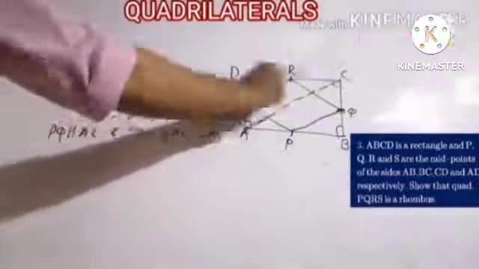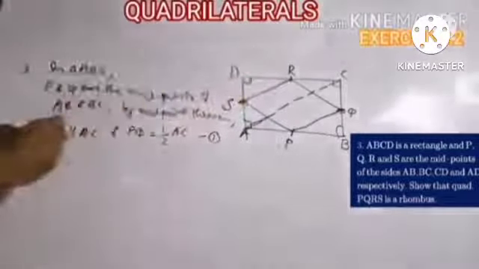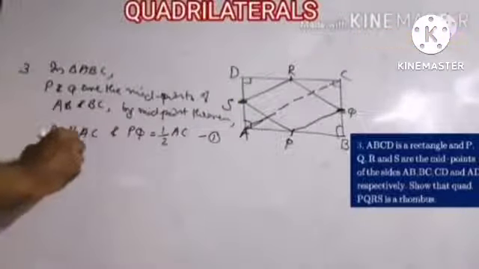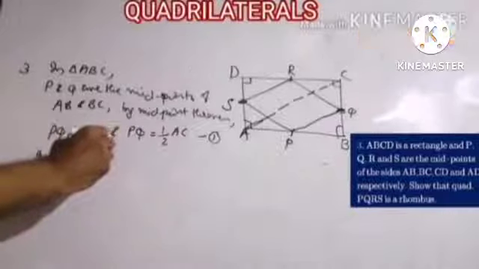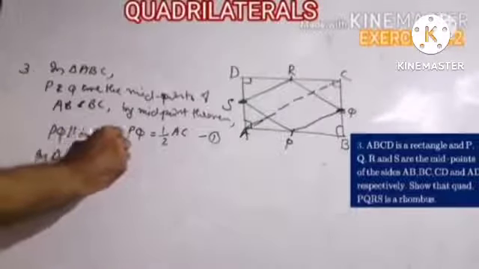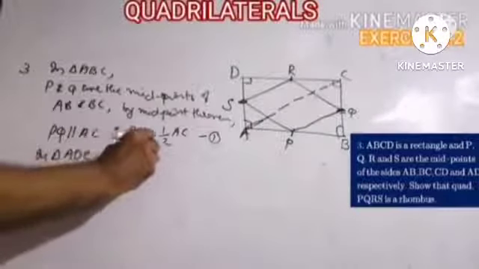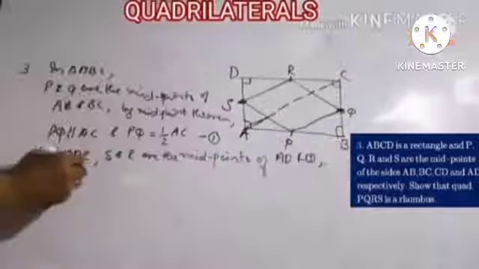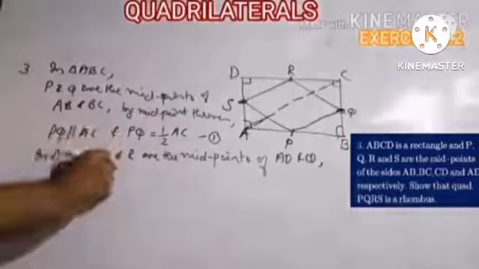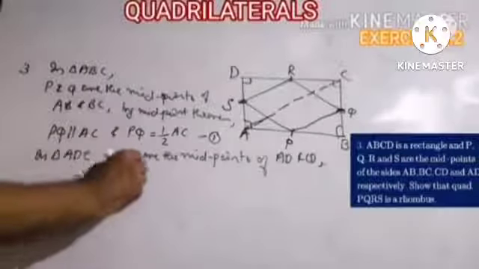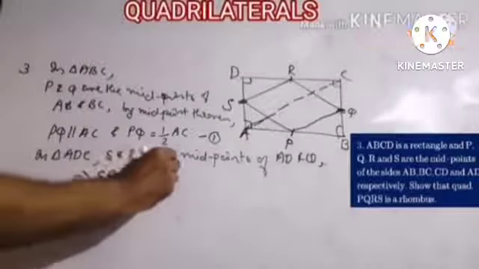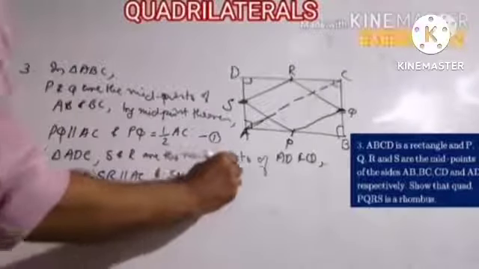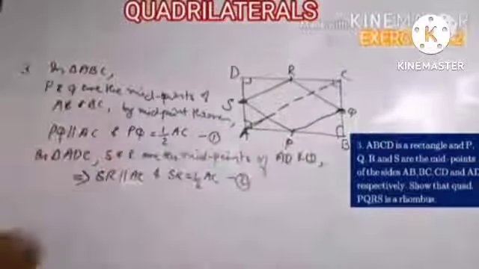Consider the opposite triangle ADC. In triangle ADC, which are the midpoints? S and R are the midpoints of AD and DC. By the midpoint theorem, we have SR parallel to AC and SR equal to half AC. This is equation number 2.